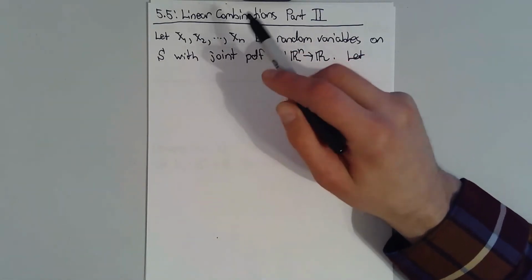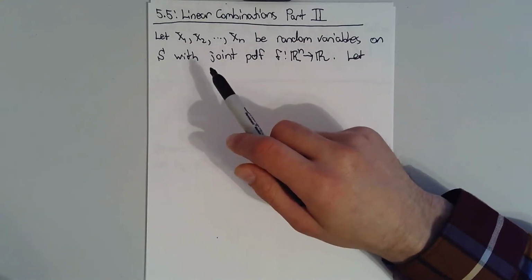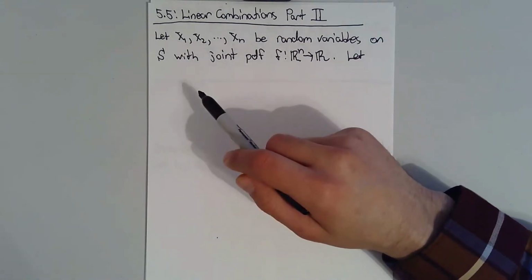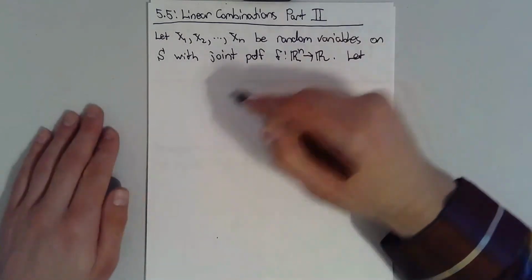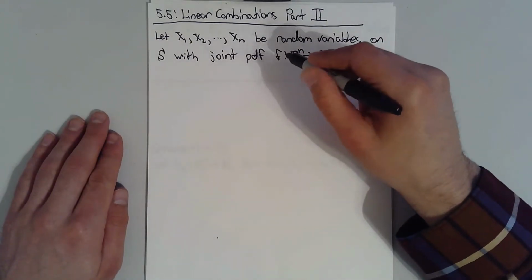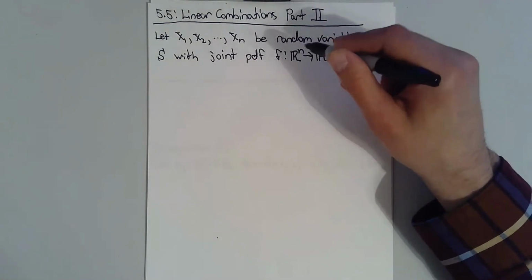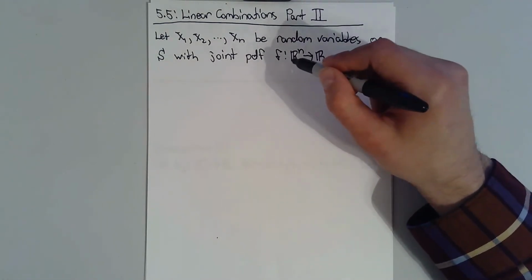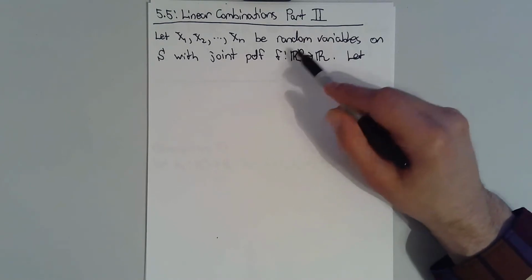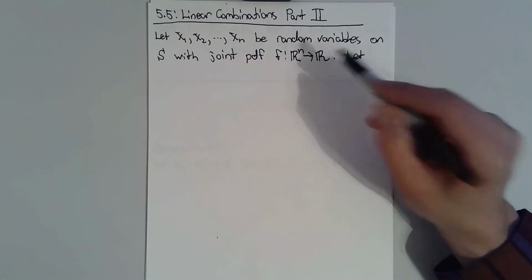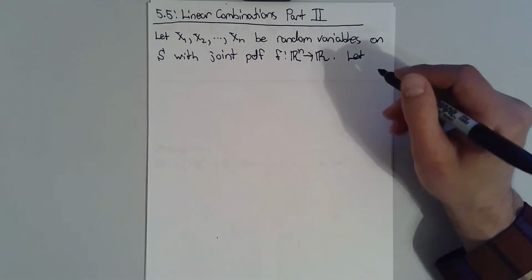So to begin with, let x sub 1 through x sub n be n random variables, all on the same sample space S. And this has joint PDF f going from Rn to R. So the way to interpret this is that f is a scalar function that takes n-dimensional vectors as an input and gives us back a real number as an output.